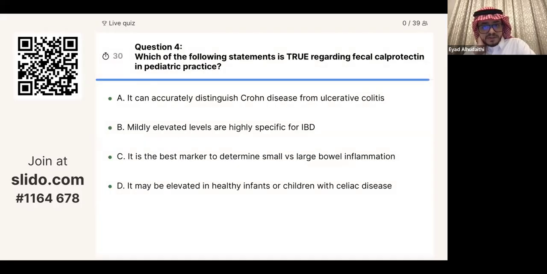So next question: which of the following statements is true regarding fecal calprotectin in pediatric practice? It can accurately distinguish Crohn disease from UC. Mildly elevated levels are highly specific for IBD. It is the best marker to determine small versus large bowel inflammation. It may be elevated in healthy infants or children with celiac disease.